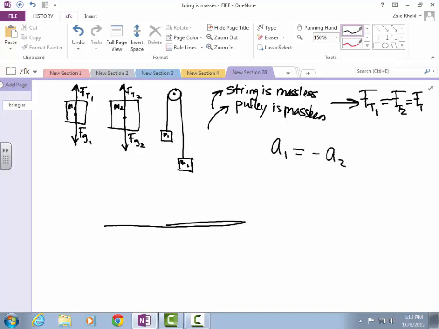We write Newton's second law for each body. For body 1, what do we have? Which way do you want to call up? We'll call up positive and down negative. So on body 1, what does Newton's second law say? Net force equals M1A1. What are the forces on it? Ft minus Fg1 equals M1A1. What about on body 2?